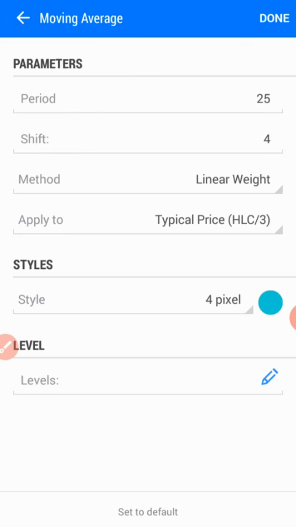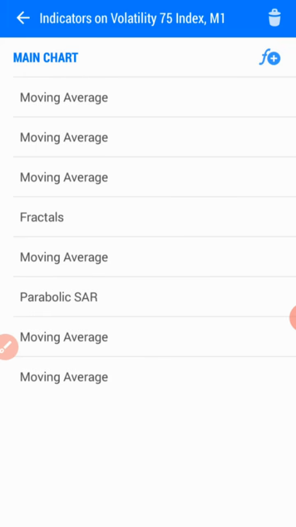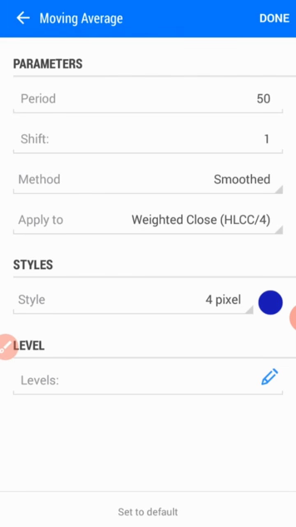Let's call this one, it looks like green, blue, no, greenish blue. Let's just call it light blue. I know it's green, but let's call it light blue, whatever. All right, so the second one, period 50, shift 1, method smooth.